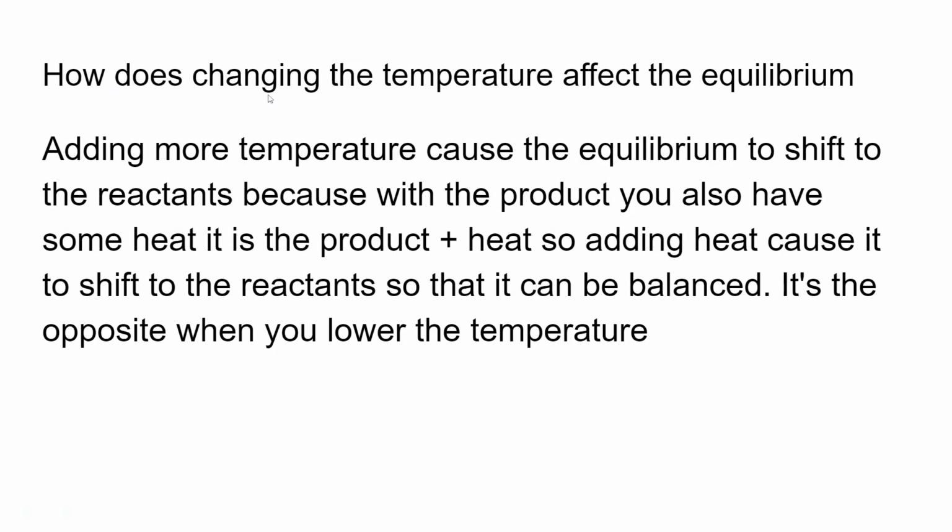Next, how does changing the temperature affect the equilibrium? Adding heat causes the equilibrium to shift to the reactant side because with the product, you also have some heat. So pretend back there, it was NaCl plus some heat. We don't know the delta H, so we don't know what the heat is, but there's always going to be some heat. So adding heat causes it to shift to the reactant side so it can be balanced. Likewise, if we lower the heat, it would need to go to the product side so that we can have a balance as well. So that was just a quick recap of Le Chatelier's principle.